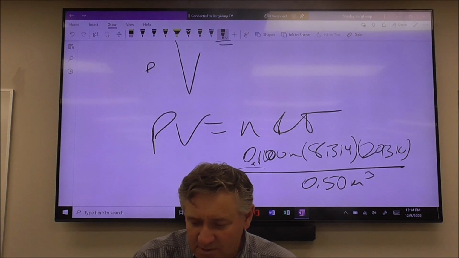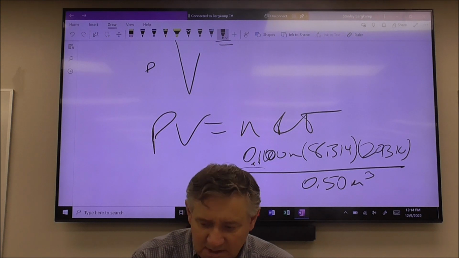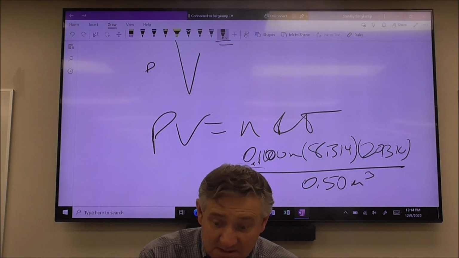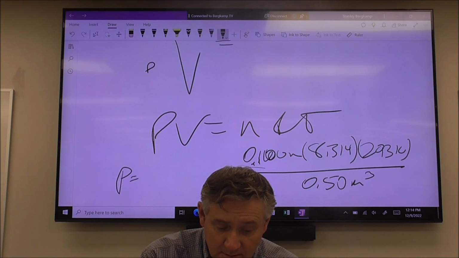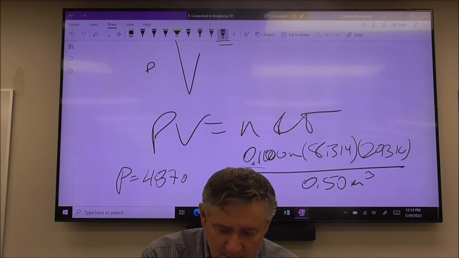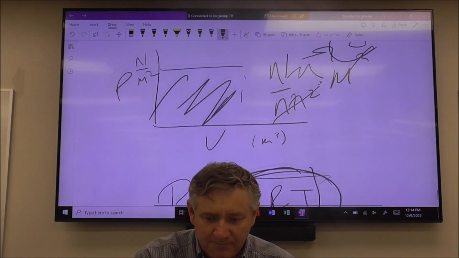So 0.8314 times 293 divided by 0.5. Or you can take whatever. What do you get? It's going to be a lot smaller. 487. 487 newtons per square meter. So this thing has dropped like a rock.